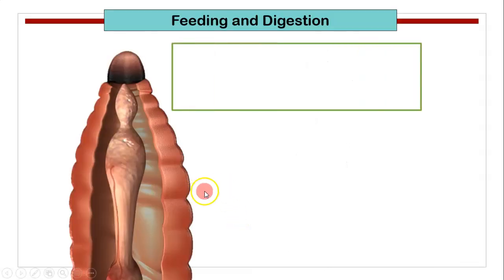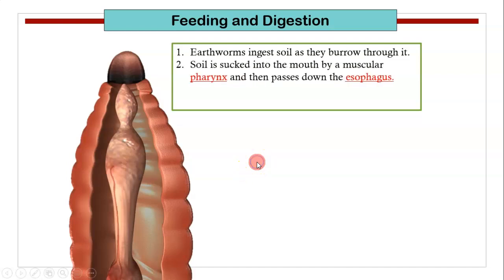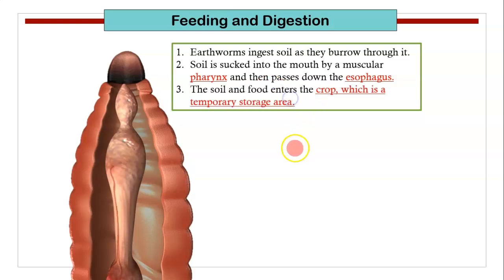Now, feeding and digestion with these guys is actually really important to us all. Earthworms ingest soil as they burrow through it. Soil is sucked into the mouth by a muscular pharynx, and then it passes down the esophagus. The soil and the food enters the crop, which is a temporary storage area. And I suggest you keep your drawing out that you just labeled in your guided notes so that you can look at where these structures are. The soil and food enters the crop, which is a temporary storage area like I just said.